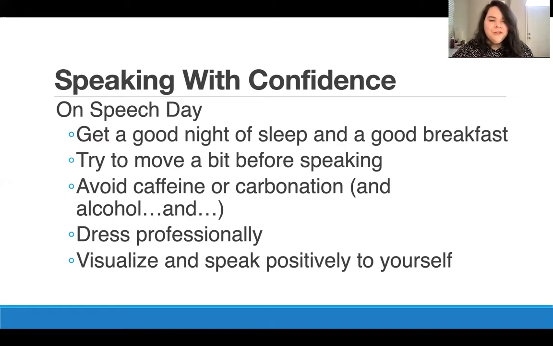But know in the future too, that if you're speaking and something goes wrong and you mess up, it is not the end of the world. No one has ever in the history of time given a perfect speech, right? There have been some really good ones, but they're not perfect, right? Because we're human. So visualize that, speak positively, do your best, and you'll come off as confident and your speech will be well received.